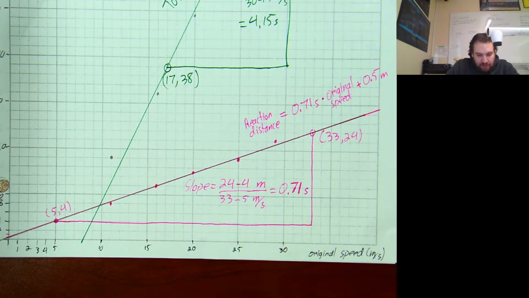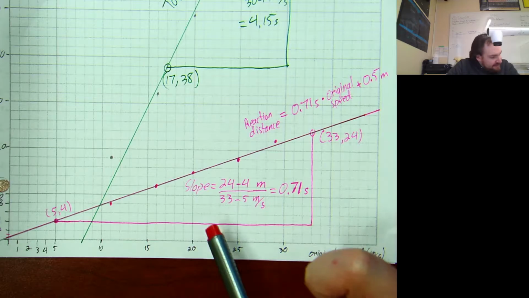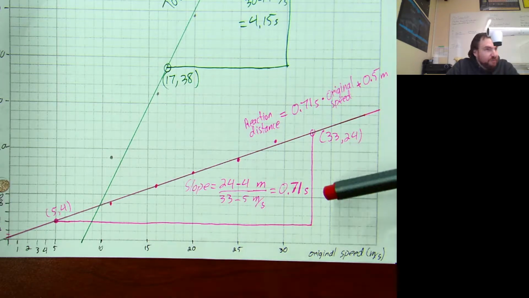So there it is, 0.71 seconds. If I analyze this, what does that mean? Well, that's the time it took them before they started hitting the brake.